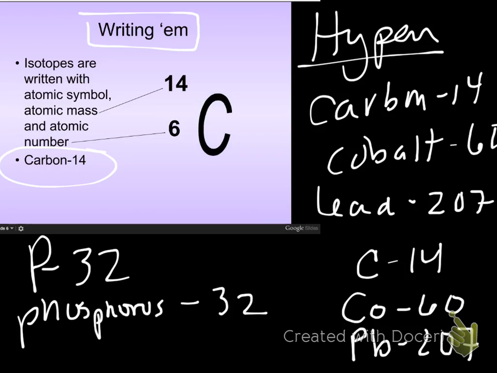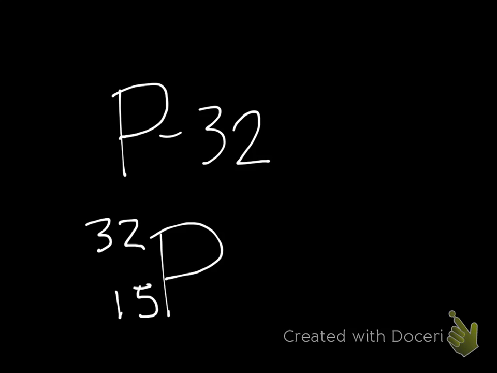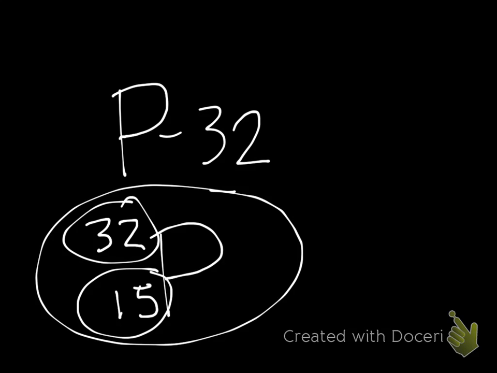Okay, the other one is symbol notation. So for our P32, what we would show for symbol notation would be a 32 up here, and we would have the atomic number down here. So that symbol notation gives us both the mass and the atomic number. So practice this by writing, well, let's do one together.